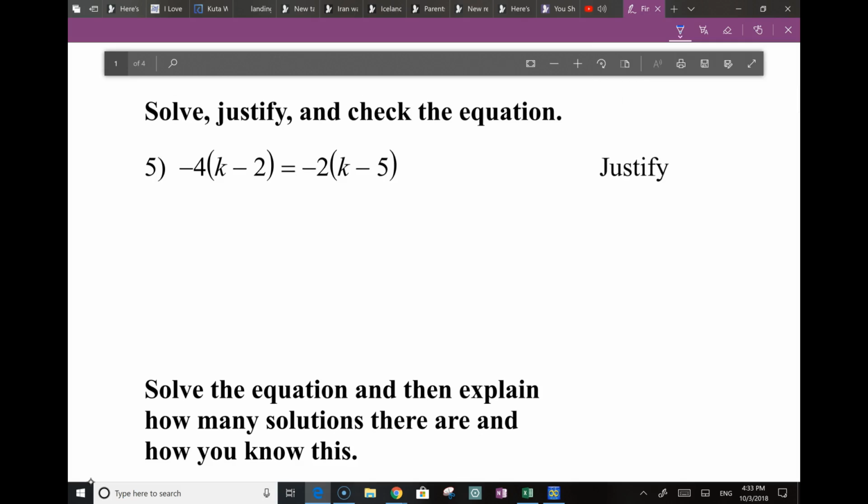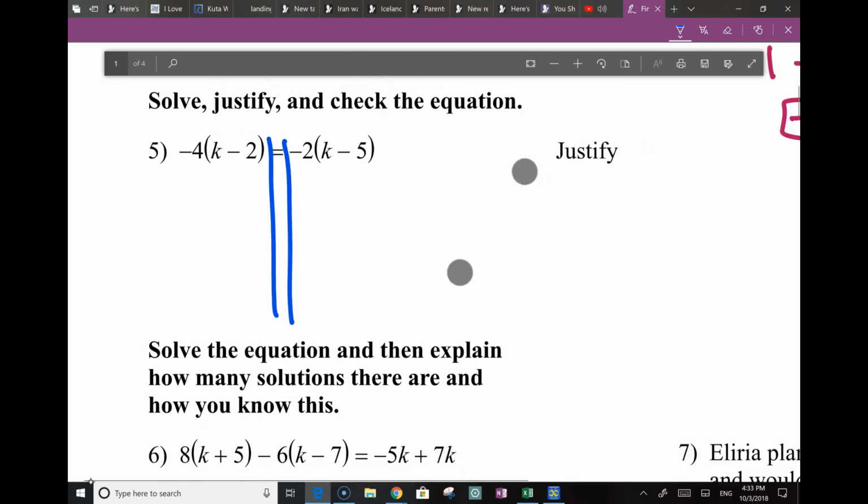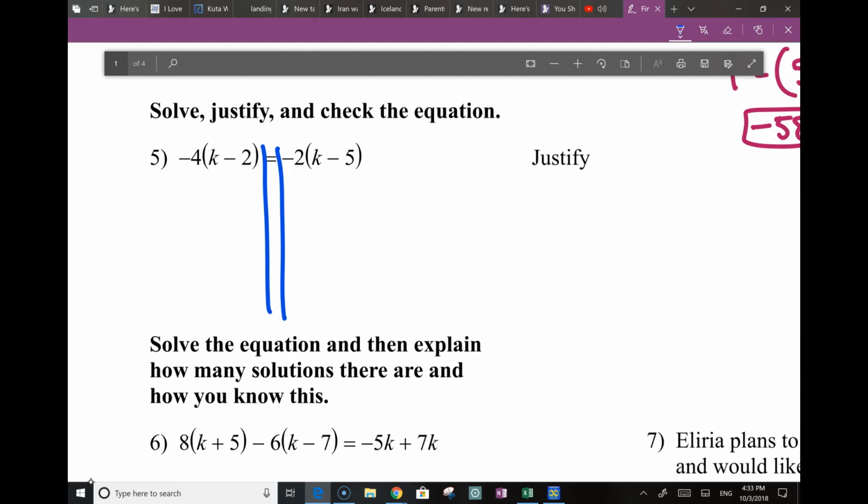So the first thing I always like to do is divide this down, because your brain sees left side, right side, and it's easier to handle each part on its own. And then what you should do is distribute the -4 inside. So we get -4k, and then -4 times -2 is +8. On the right side, you distribute the -2, and we get -2k, and -2 times -5 is +10.